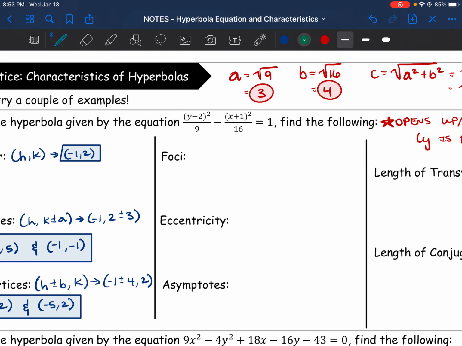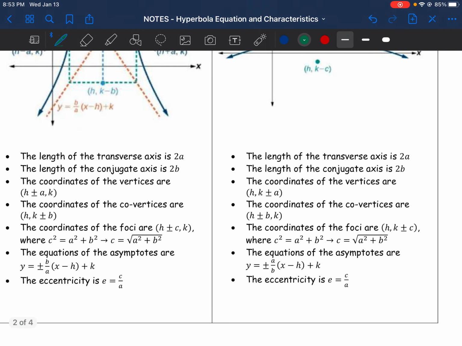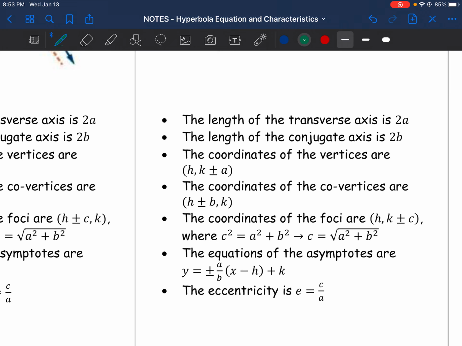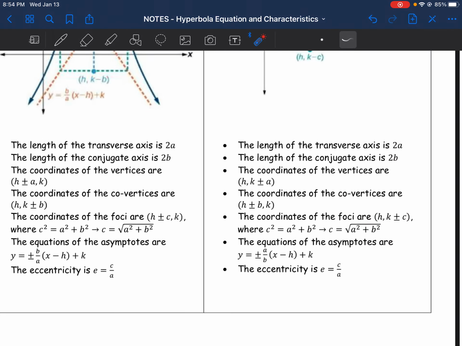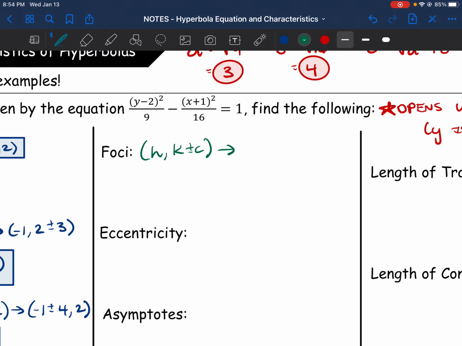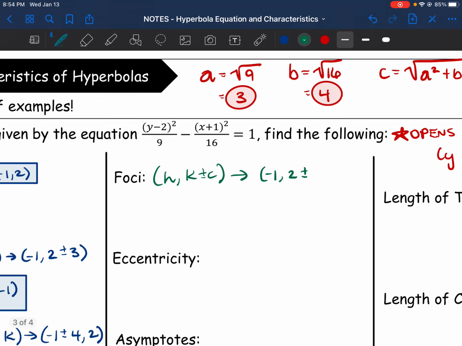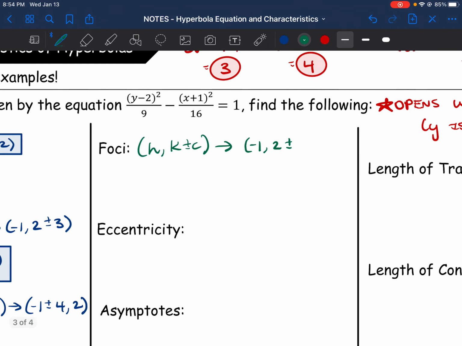All right, foci, same deal. Let's go look at our formulas for an up and down hyperbola. The equation for the foci, or for the two focus points, is (h, k ± c). So (h, k ± c). And again, let's just do what we've been doing for a while now. So h is negative 1, k is 2, c is 5.